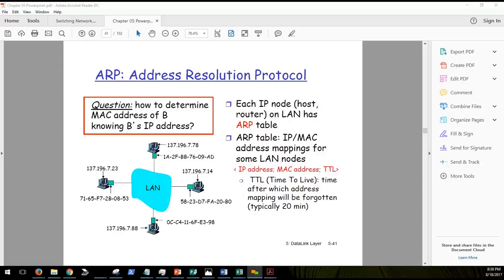The purpose of ARP is, if you have a node's IP address, ARP will get you its MAC address. And it's right here, Sam. That's what they're saying right here: how to determine the MAC address of host B, knowing host B's IP address.